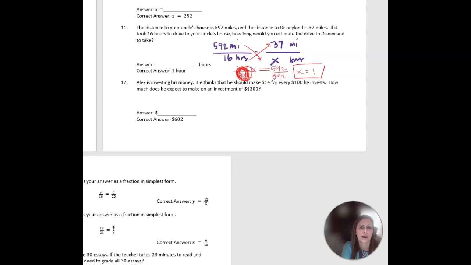Okay, for the next few, I'm going to get them set up for you, and I want you to practice. So Alex is investing his money. He thinks that you should make $14 for every 100 he invests. How much does he expect to make on an investment of $4,300?